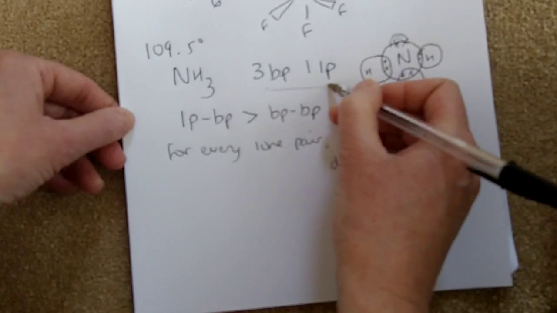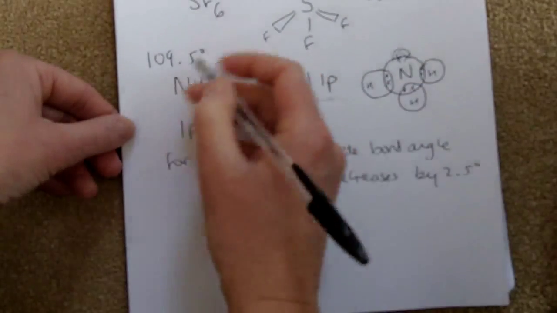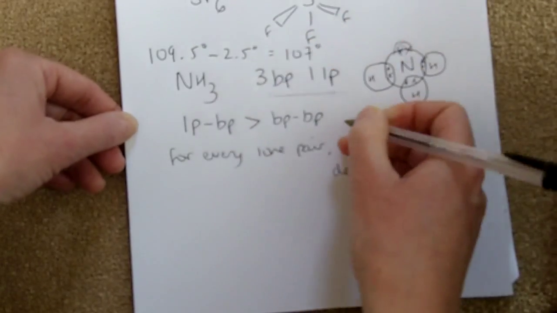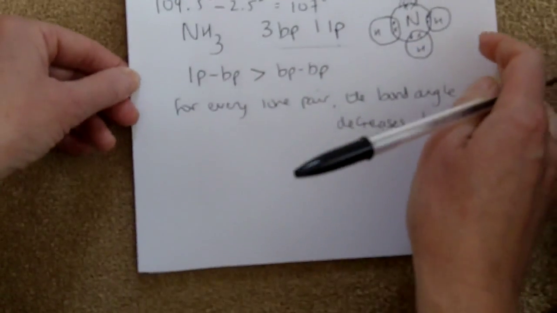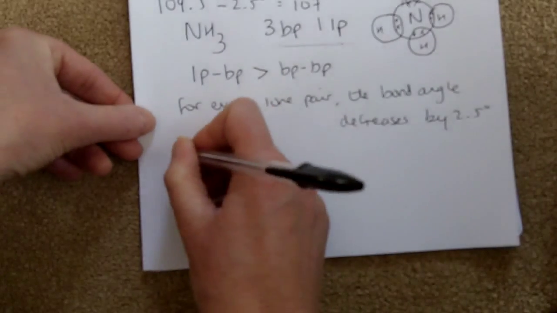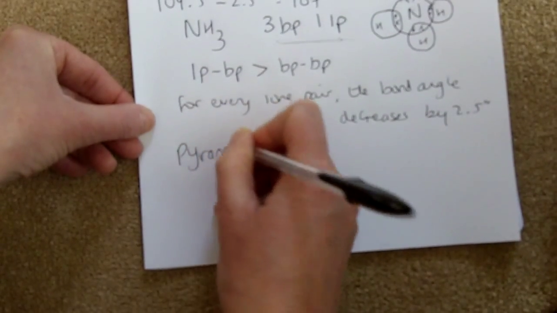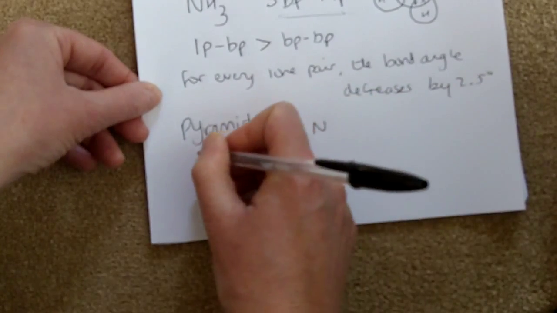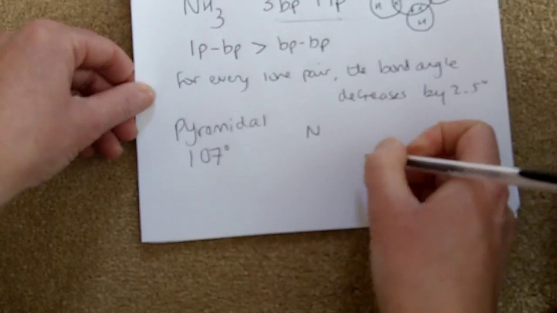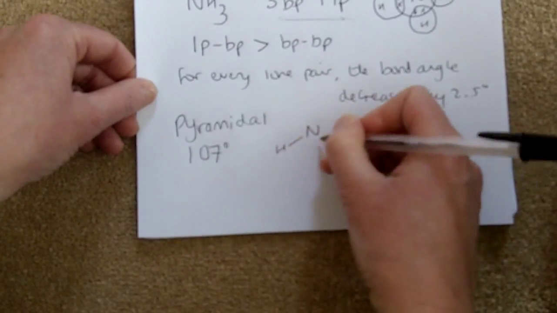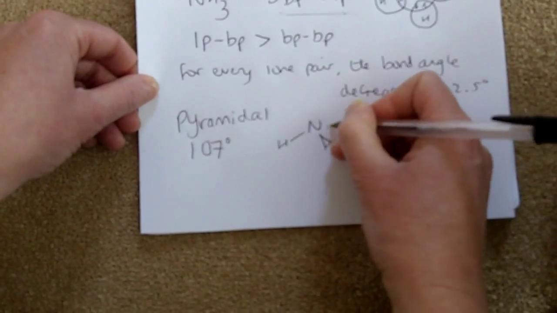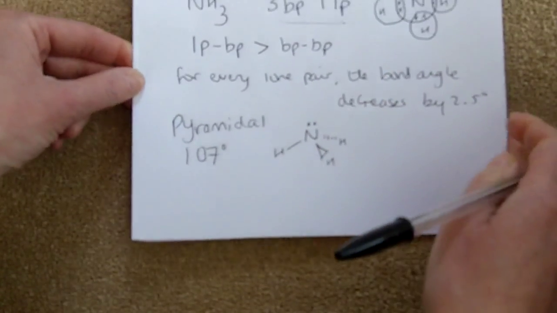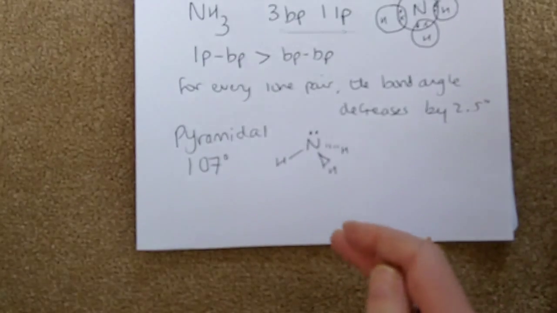But because we've got a lone pair, take off 2.5 degrees, and that takes us down to 107 degrees. So the shape for ammonia is called a pyramidal shape, and it has a bond angle of 107 degrees, and it has 1 in the plane, 1 sticking out, 1 going back, and a lone pair of electrons. And that is how you draw the 3D shape of ammonia.